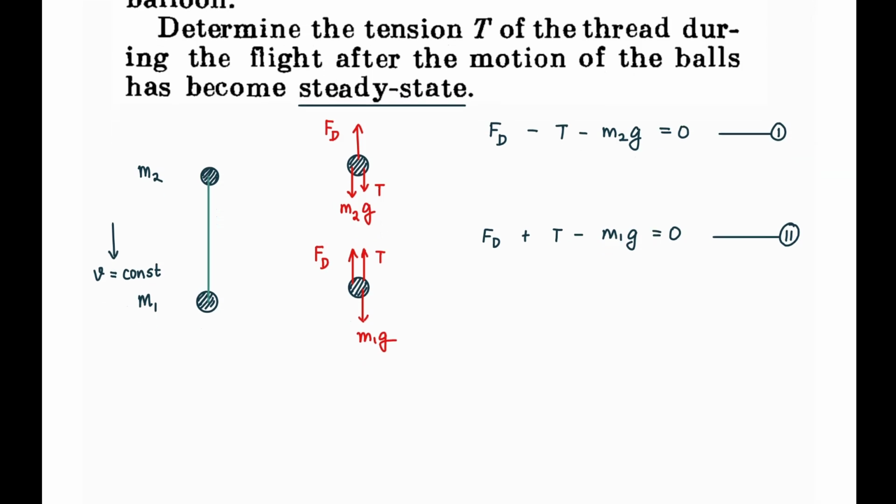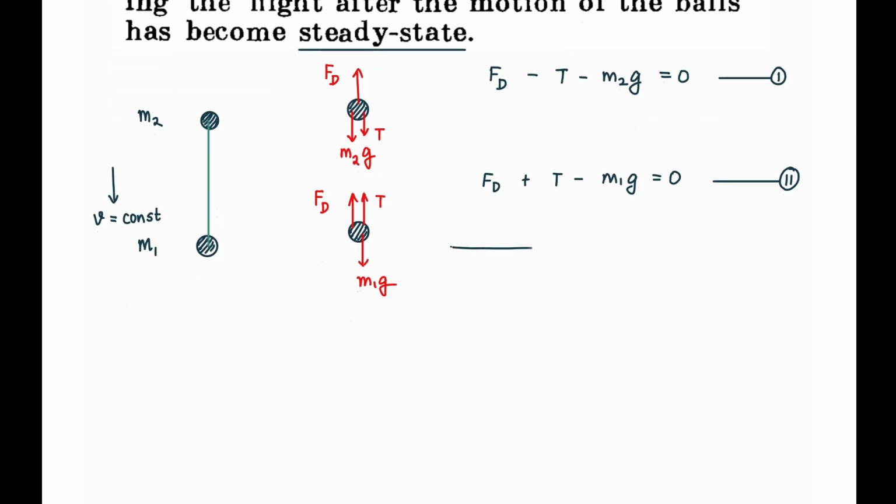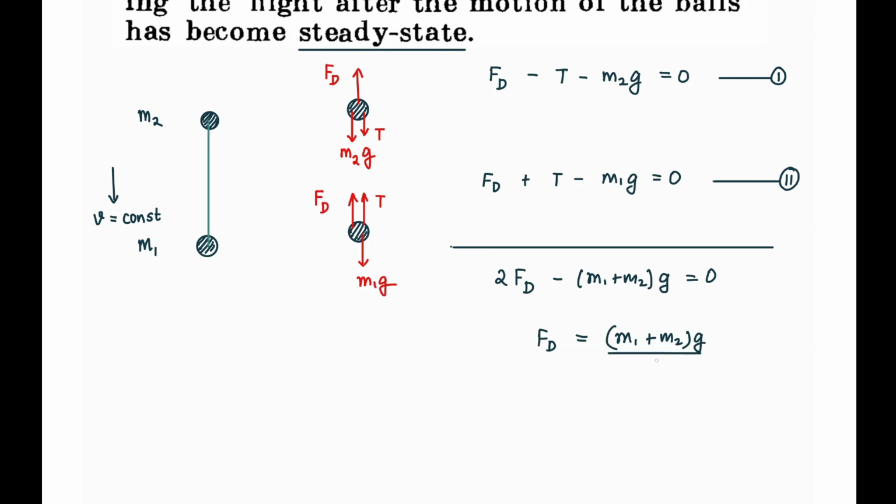If we add the two expressions, then we can calculate Fd, the drag force. On adding the two expressions, we get 2Fd minus (M1 plus M2)g is equal to 0. So twice Fd is equal to this. So the drag force can be written as (M1 plus M2)g divided by 2.